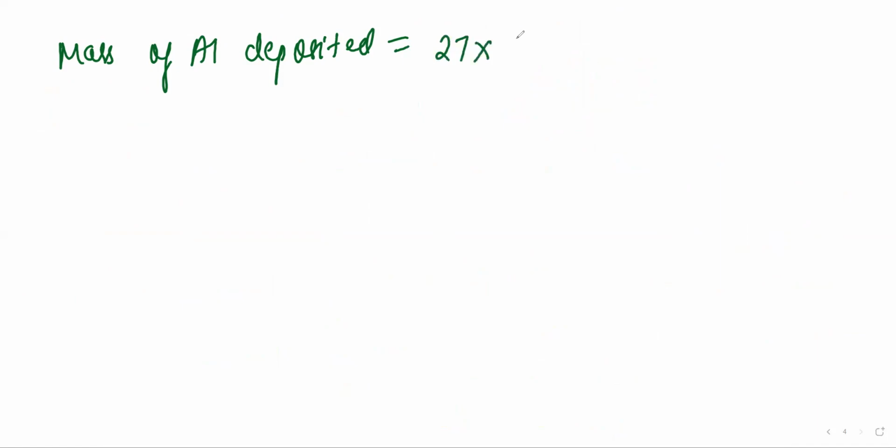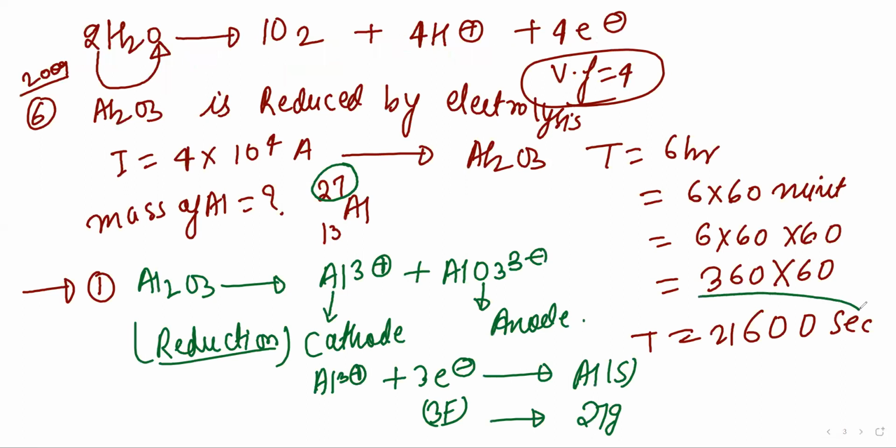So the mass formula is: mass of aluminum deposited is equal to 27, the molecular mass, into current. This is your molecular mass. This is your current, 4 into 10 raised to 4. And time we have converted, that is 21,600, right? You can see on the back side.